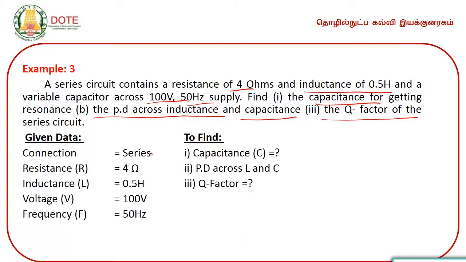Now, the given data you need to write down. So, what are the given data? One is the connection is a series connection, resistance is 4 ohms, inductance is 0.5 Henry, voltage is 100 volts, frequency is 50 hertz. We need to find out the capacitance value, then potential difference across L and C, and finally you need to find out the Q factor.